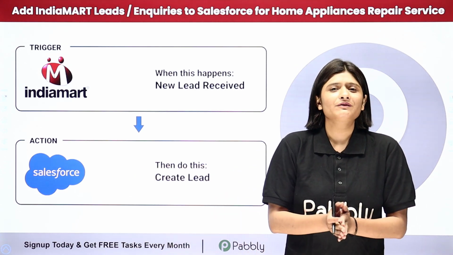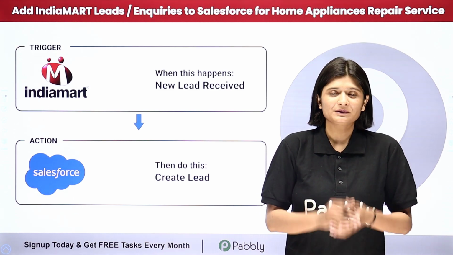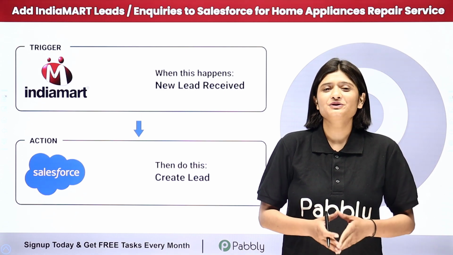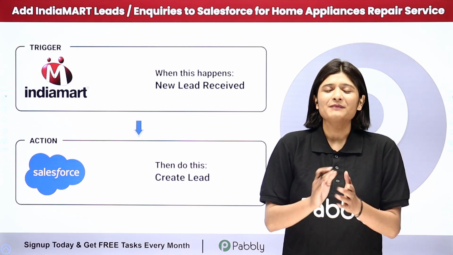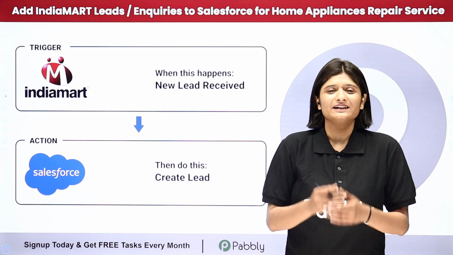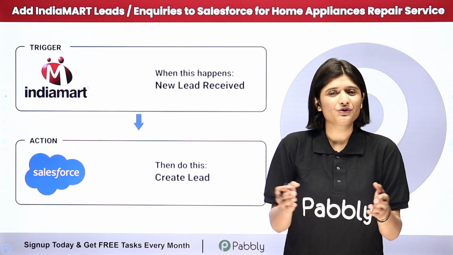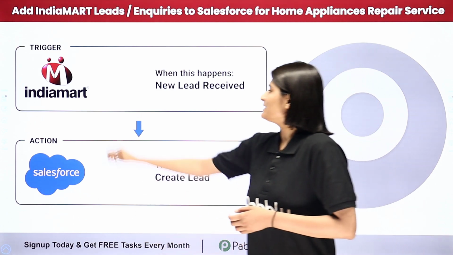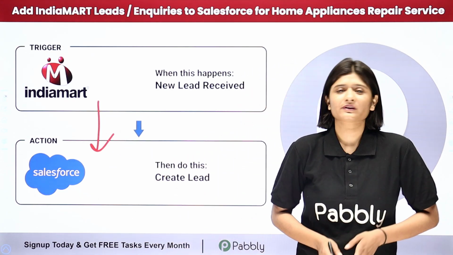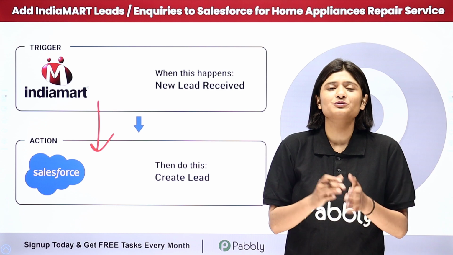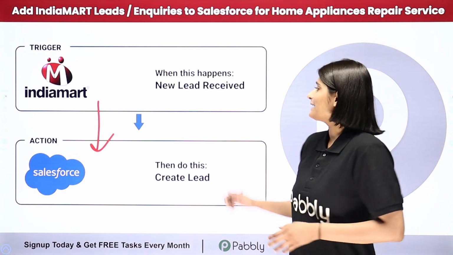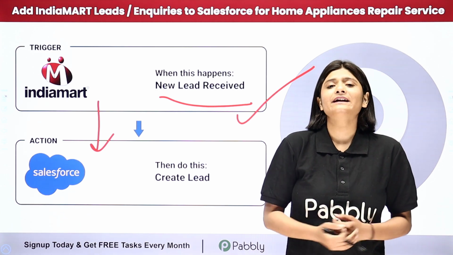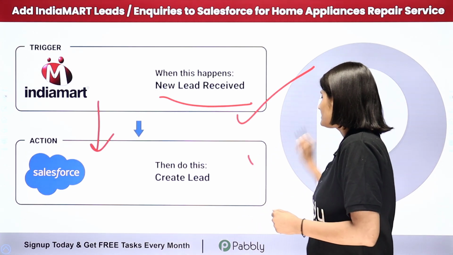Now doing this manually will be a very time consuming task, so I am completely going to automate this process, and to do this automation I am going to use Pabbly Connect. Pabbly Connect is an amazing automation and integration software which requires no coding or programming skills. Here I just need to build a connection between IndiaMart and Salesforce. With the help of Pabbly Connect, I am going to build this connection in such a way that whenever I receive a new lead in my IndiaMart, this will be automatically created as a new lead in my Salesforce account.